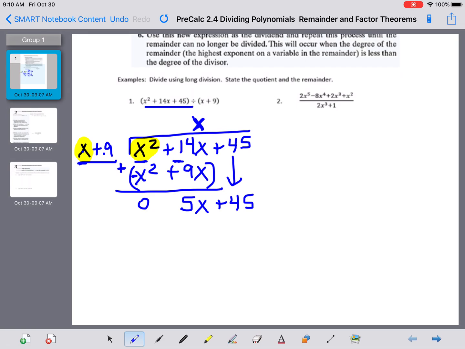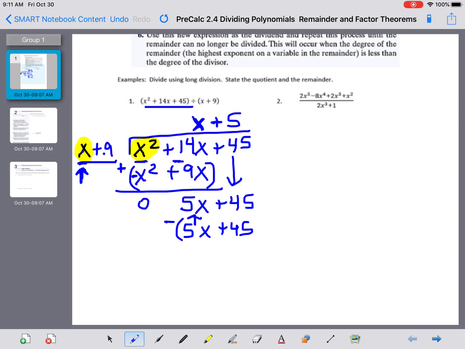All right, once again, I look only at my front term, and I look at this and I say, what should I multiply x by to get 5x? Well, it looks like a positive 5. So important to keep that sign on there. Positive or negative, whatever it is, put it on there. 5 times x is 5x. 5 times 9 is 45.